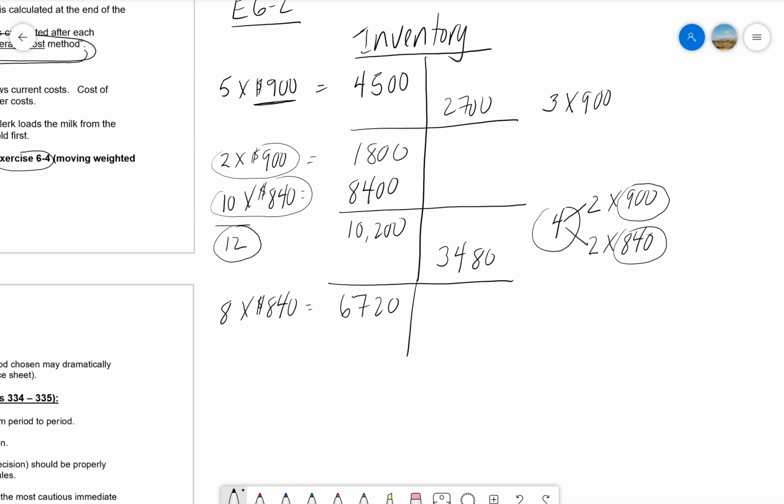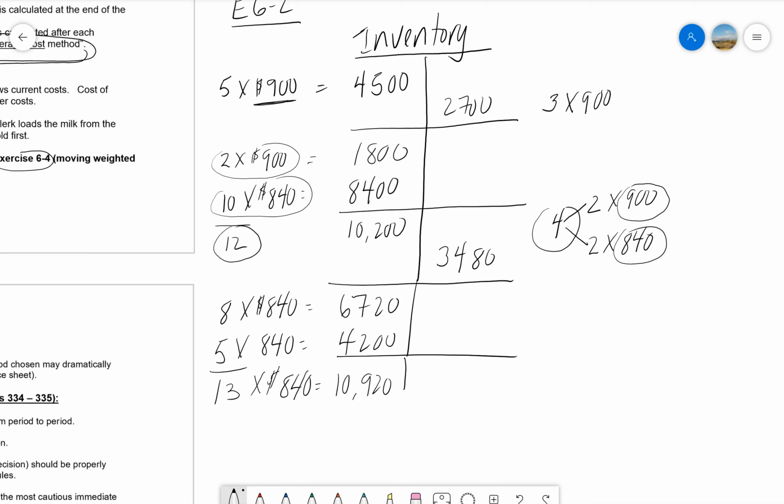Now, we can just finish off the question. At the end of May 30th, we purchased an additional 5 units, and these are also at $840. So that's going to increase our inventory by 4,200. And so at the end of the month, our inventory account is 10,920, and that represents 13 units, all at $840. So 13 units at 840. That's our inventory value at 10,920. So that is exercise 6-2.